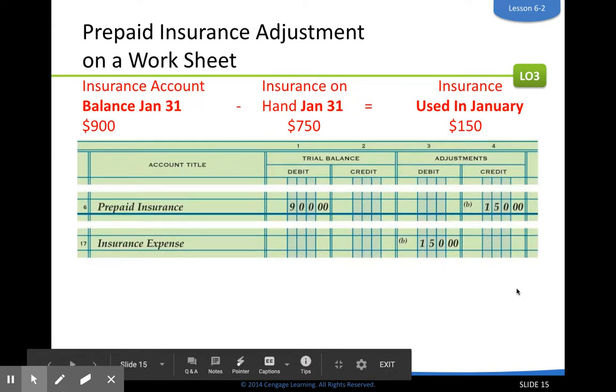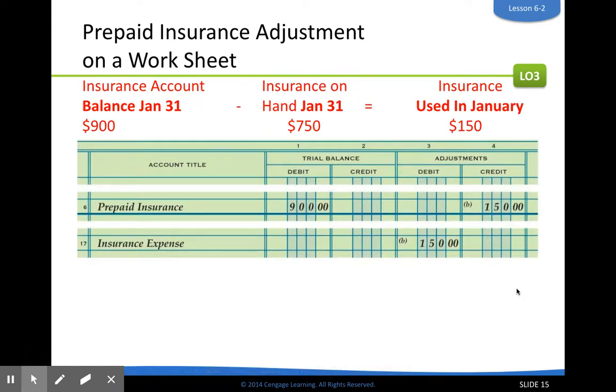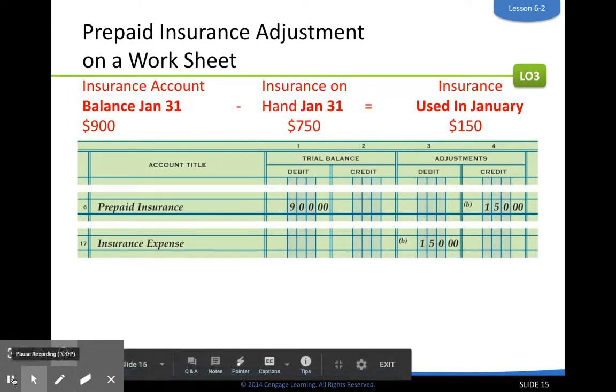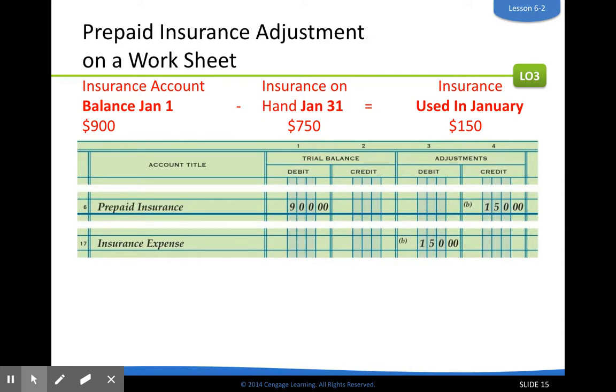We're going to go through the same exact process for prepaid insurance. So at the beginning of the month, we had $900. Over the course of a month or a few months, we put money into prepaid insurance. So January 1st, we had $900 sitting in that rainy day account for when we needed to use it. At the end of the month, on January 31st, we only had $750 in there.